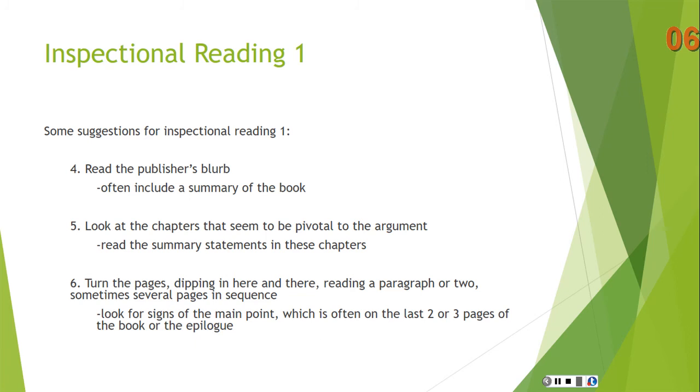Then 5 would be look at the chapters that seem to be pivotal to the argument. You can look through the table of contents to help you determine that, or you can skim through the book, looking for keywords, italicized portions, and you can even look at the summary statements in the chapters to get an idea of what the chapters are about. And then finally 6, here you actually turn the pages, you dip in here and there where you see something that looks pivotal to the book. You read a paragraph or 2, sometimes a couple of pages.